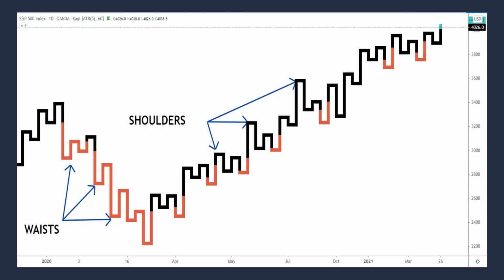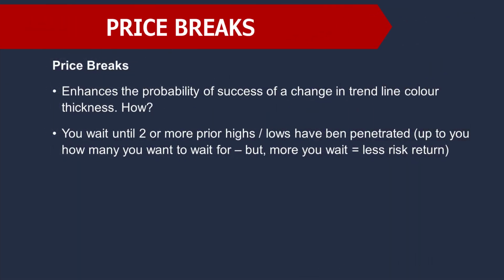So here's our example on the S&P 500 stock index. I've marked on shoulders and waists, and we can see the shoulders are basically turning points at the end of a bullish up run, and the waists are turning points of a bearish down run. Now they may continue, they may not, but they are important points on the KAGI chart to be looked at and analysed, because they will obviously tell you about the sentiment of trading currently and the strength of that sentiment as well. Next up is price breaks.